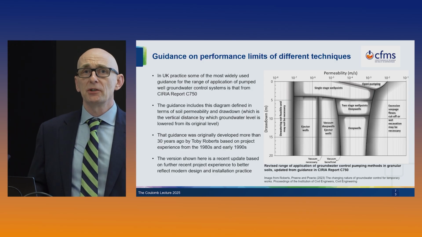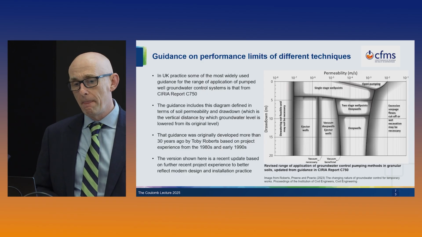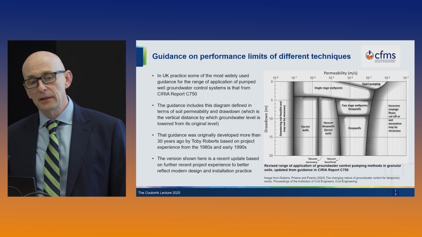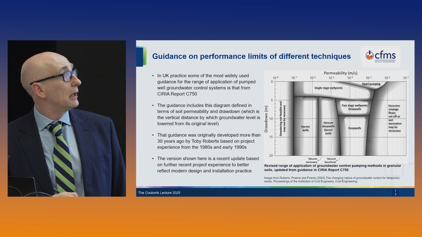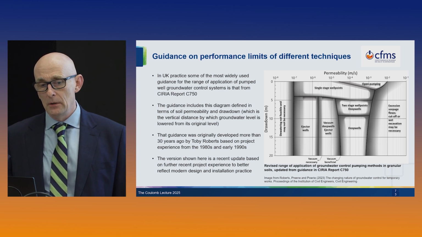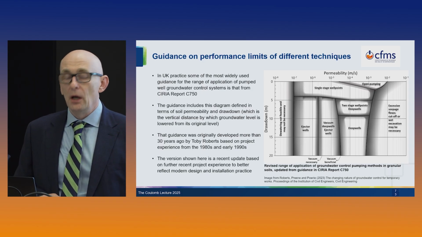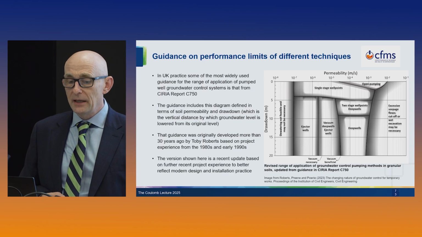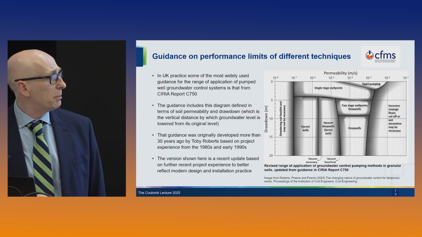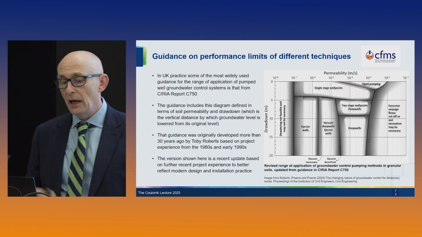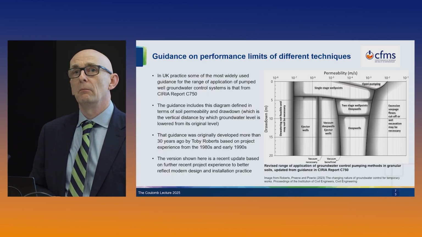So if you don't get a chance to get personal experience of ground control methods, there is published guidance. In the UK, some of the most widely used guidance comes from a report called Surrey Report C750 that includes a version of this diagram, and I'll go through the diagram in a minute. This guidance was originally developed more than 30 years ago by Toby Roberts, based on project experience from the 1980s and the early 1990s. This version shown here is actually something that we produced just a couple of years ago in 2023, and it's an update based on further recent project experience to better reflect modern practice.